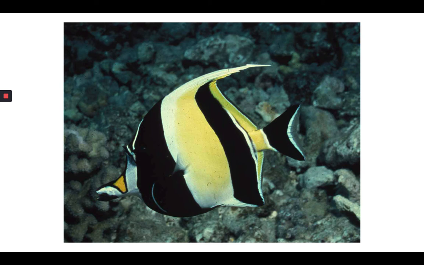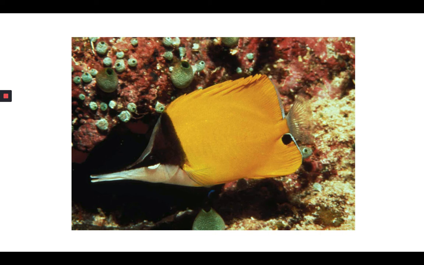A Moorish idol eats mostly sponges, and they have a long snout that they can reach down into little crevices in the reef and eat some encrusting sponges. Another one with a long mouth is the long-nosed butterfly, or this one's called the forceps butterfly fish, and they can reach way down and get little bits of things. They can even eat the little tube feet off sea urchins.